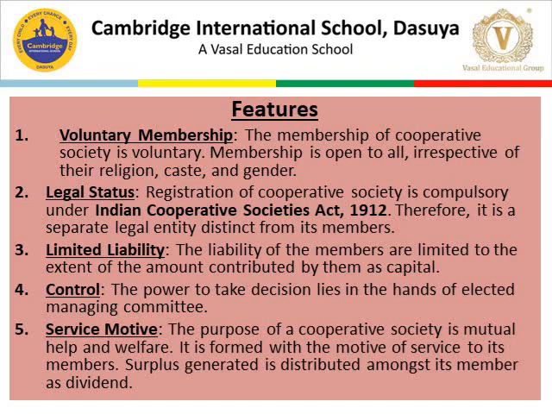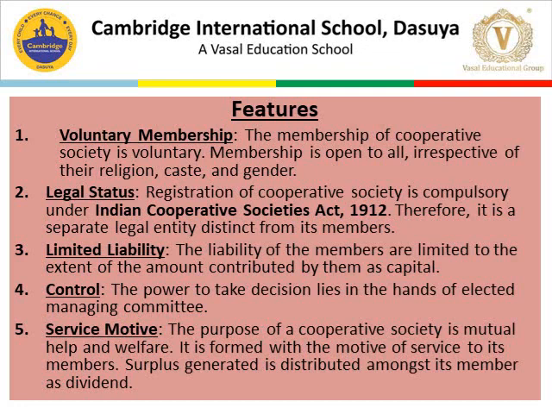Number four, control. The power to take decisions lies in the hands of the elected managing committee. Now, every member of the cooperative society has one right, that is to vote. One member has one voting right. Here, the managing committee is elected in a democratic manner. It means there is a voting to elect the managing committee, and whosoever is a member of the managing committee will control the entire cooperative society's affairs.